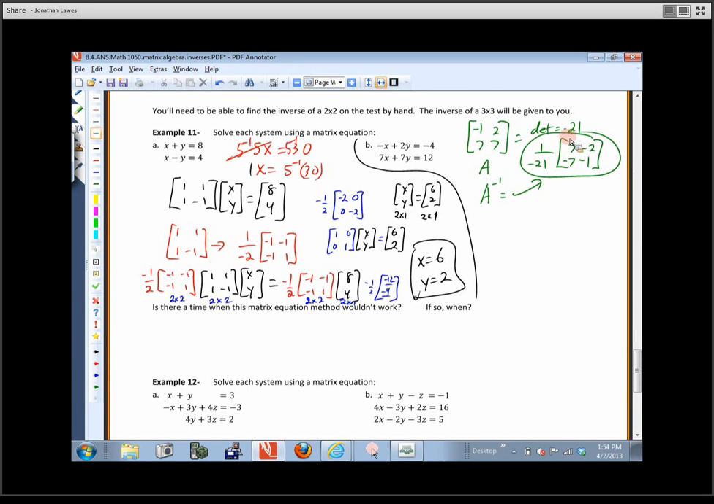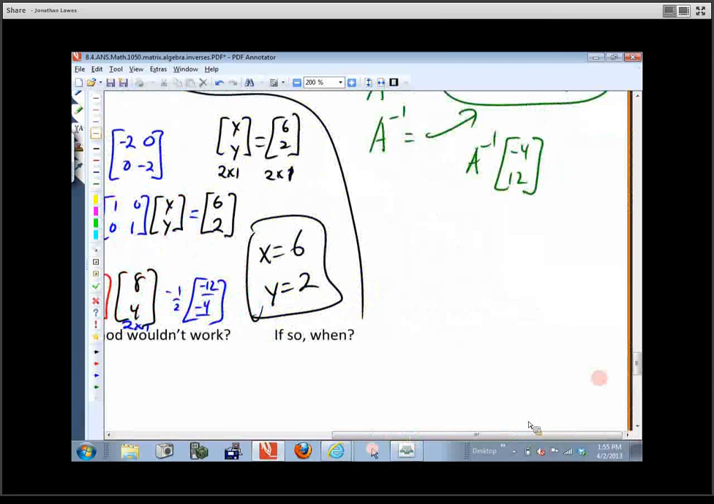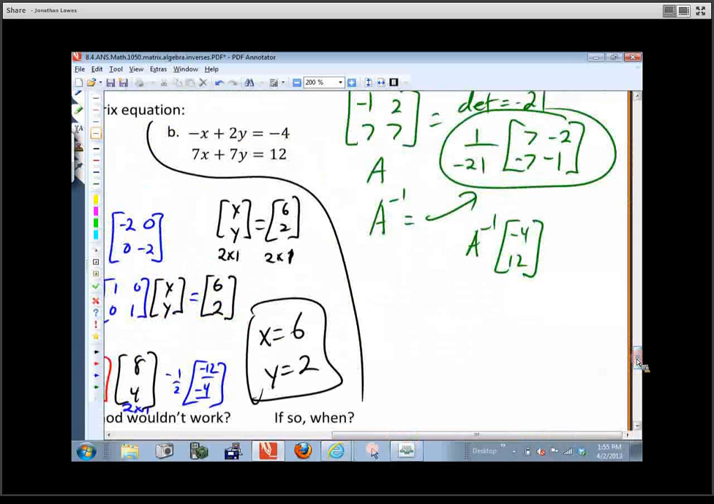All we have to do to find the answer is take A inverse and multiply it by the answer matrix, -4 and 12. That's all we have to do. So let me write down what we've got to do. We've got to take -1 over 21, 7, -2, -7, -1, and multiply it by -4, 12. Now, if you want to grab a calculator, some of these numbers are fairly large, but let's go ahead and multiply these together and let's see what we get.